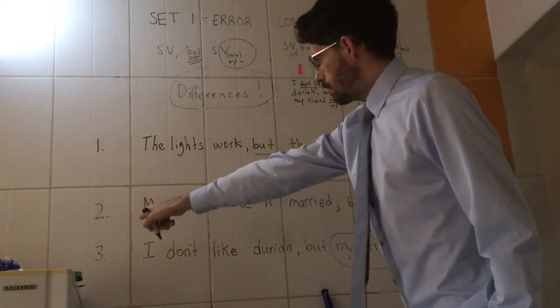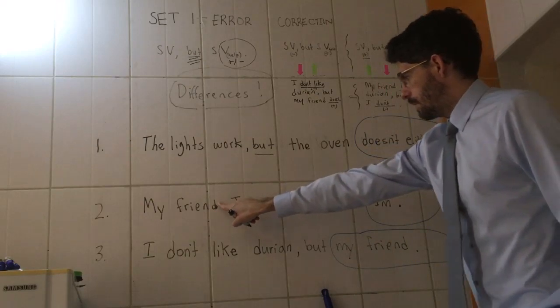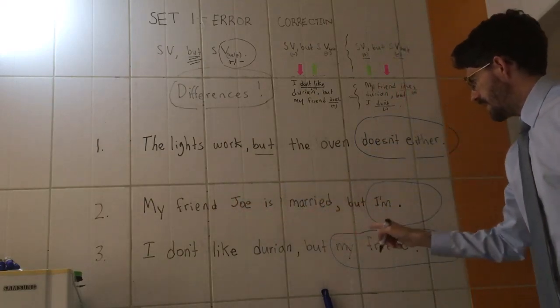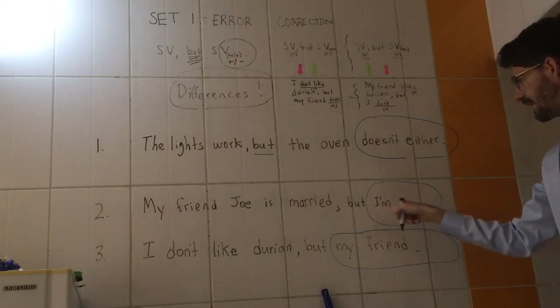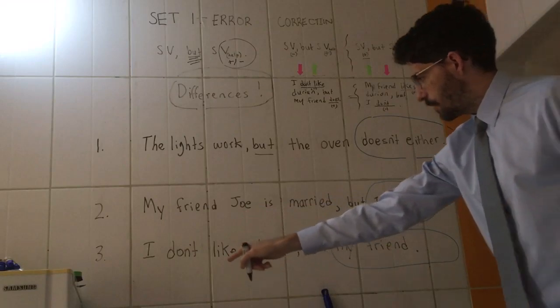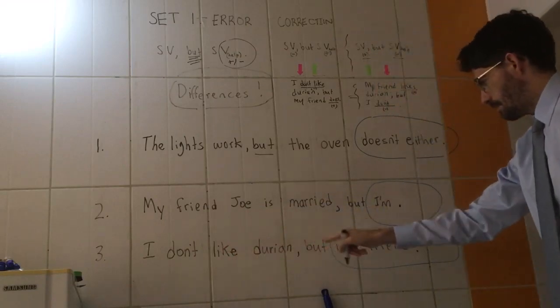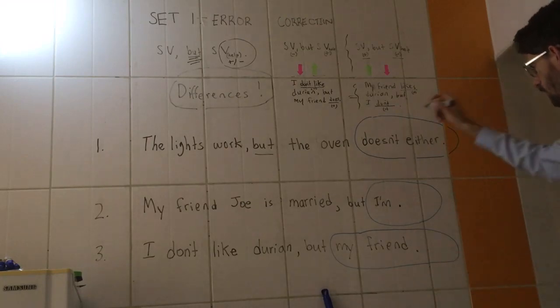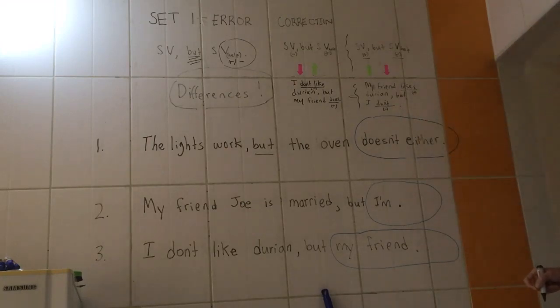Okay. Number 2, my friend Joe is married, but I'm, something's missing. Okay. And number 3, I don't like durian, but my friend, okay. So something is wrong here. So copy that and try it.